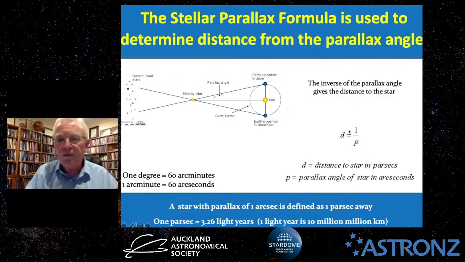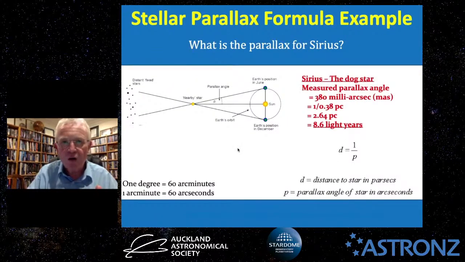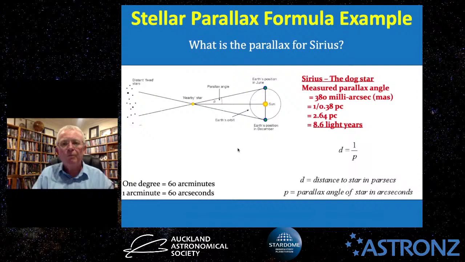So here's the formula here. D for distance in parsecs equals 1 divided by the parallax angle in arc seconds. And remember, 1 parsec is 3.26 light years, a light year being 10 million million kilometers. So let's have a go at an example.